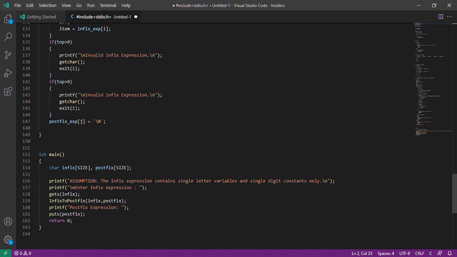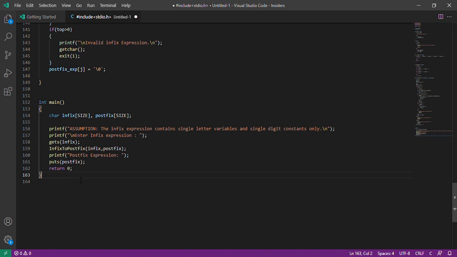So this is the program of infix expression to its postfix expression.